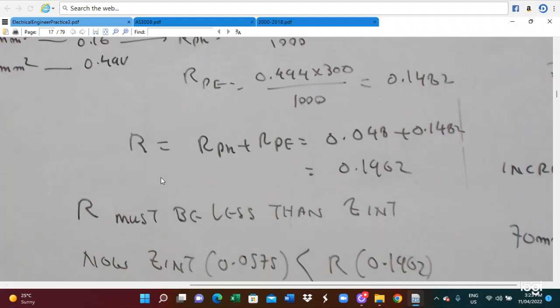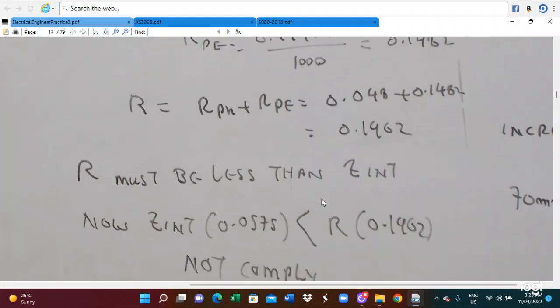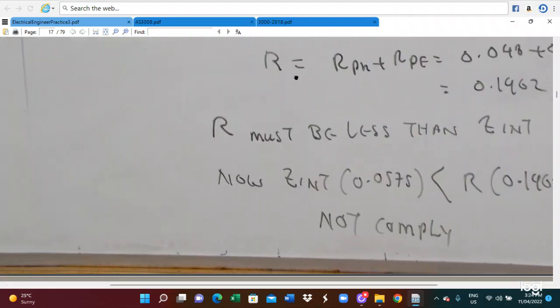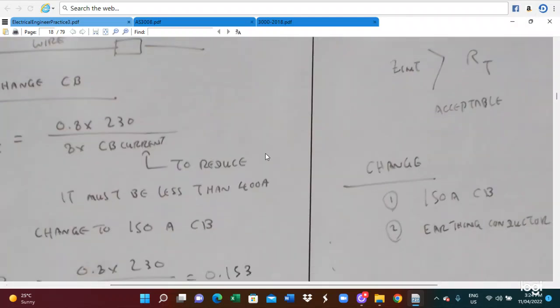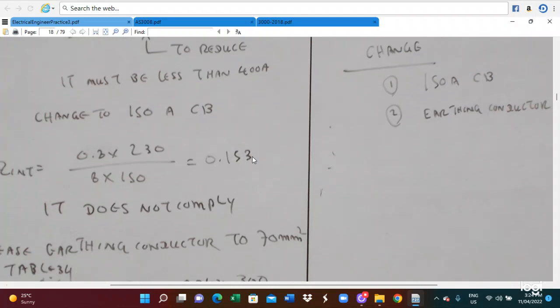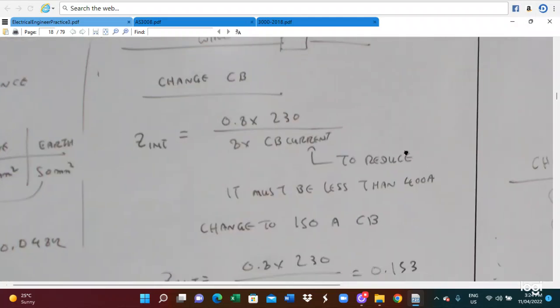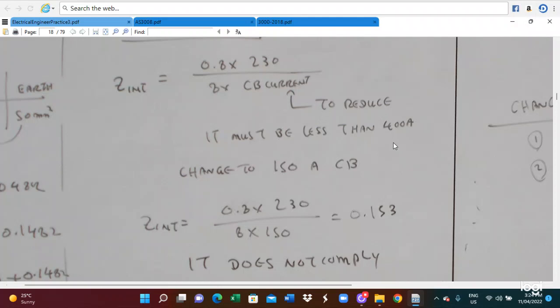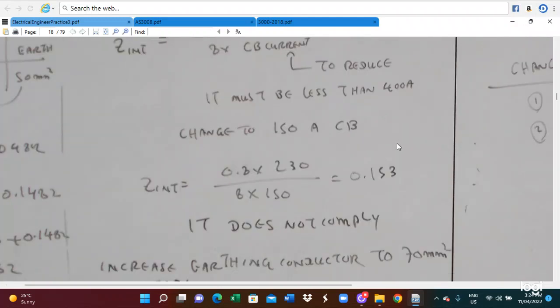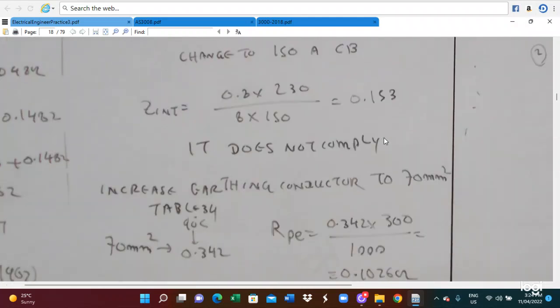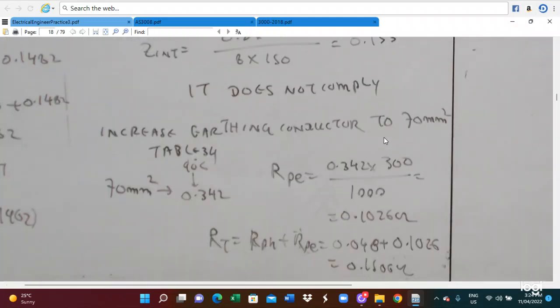So in this case, R must be less than RINT. RINT is 0.575, R is 0.1962. So this R is not less than RINT, it is even greater. Therefore, it does not comply. It does not comply. The circuit breaker and leakage circuit breaker will not be working. Therefore, we have to change the internal resistance. In this case, we have to find out how to make the compliance. How to make the compliance?